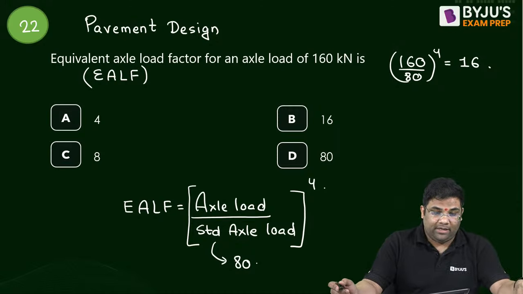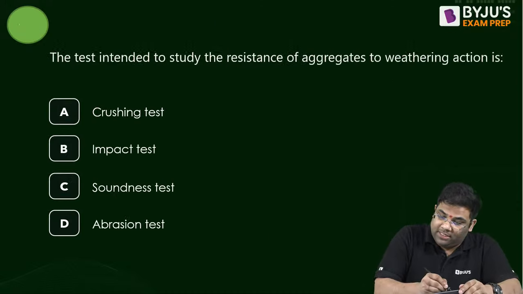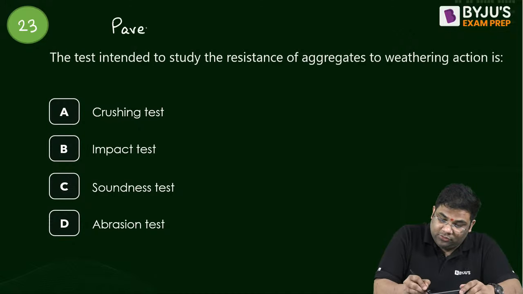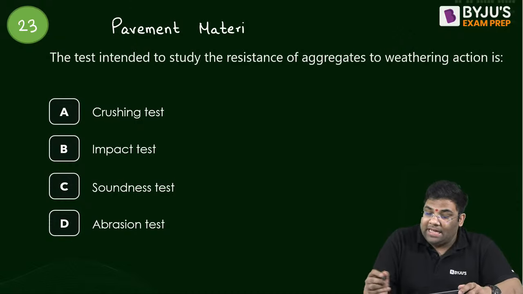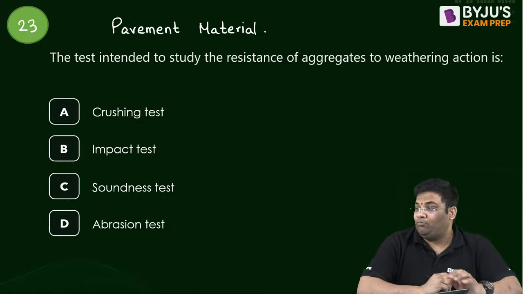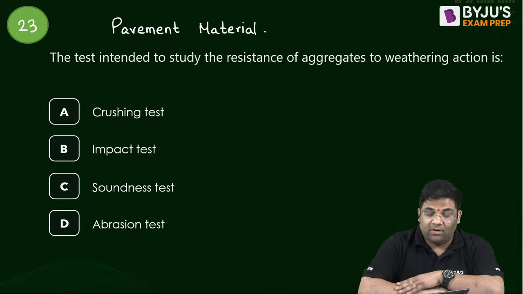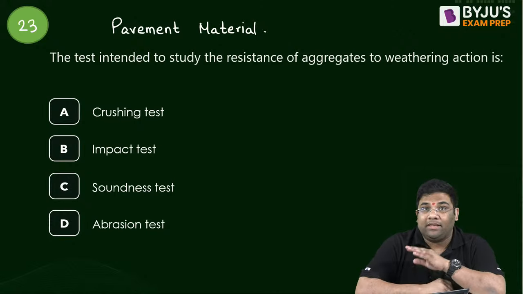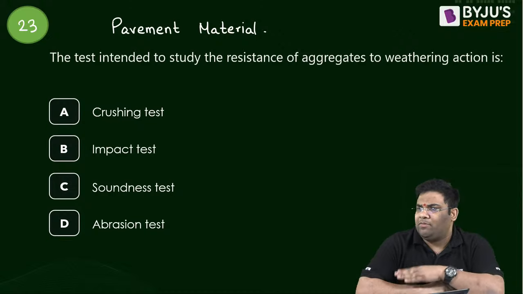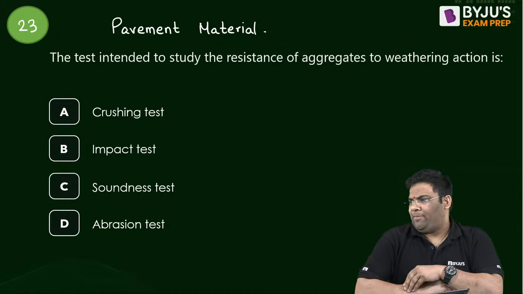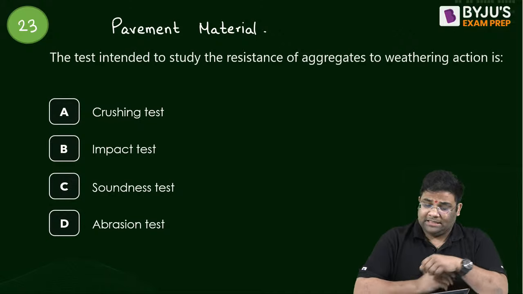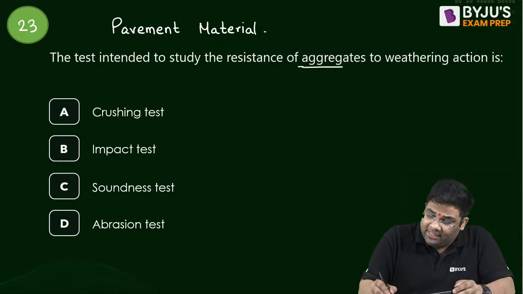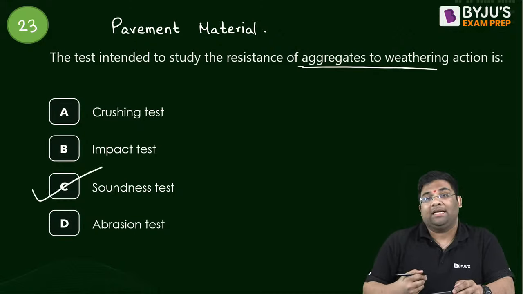Next question, 23rd question. This is on pavement materials, the aggregate test. Please answer this question. Pavement materials: the test intended to study the resistance of aggregates to weathering action. What is the answer? Please answer very fast. We have to be fast. We are going very slow. I am not liking it. Yes, resistance of aggregates to weathering action is the soundness test.